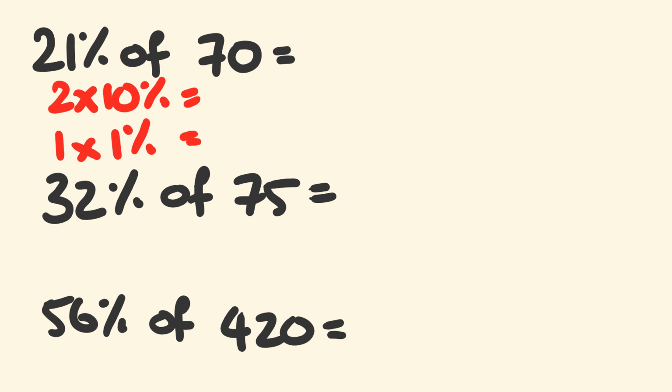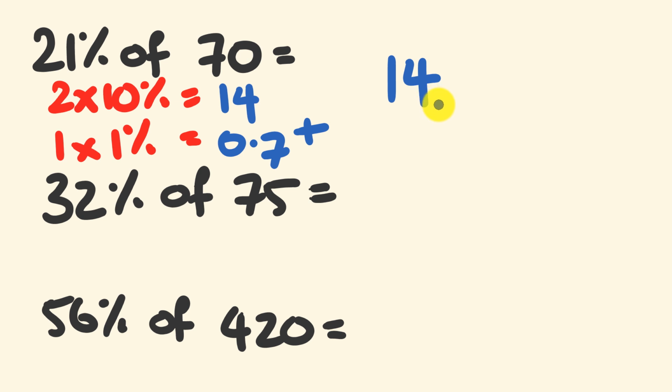So 10%, nice and easy to work out, as you remember, is literally dividing by 10. So 70 divided by 10 is equal to 7. 2 lots of this is equal to 14. 1%, well, we're dividing our 70 by 100. So divided by 100 is 0.7. Okay, and what we do now is just add our 2 answers together. 14 plus 0.7 gives us a final answer of 14.7.